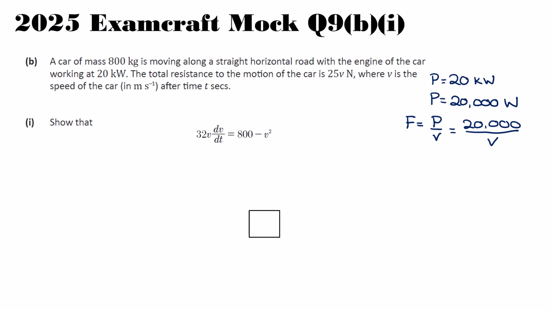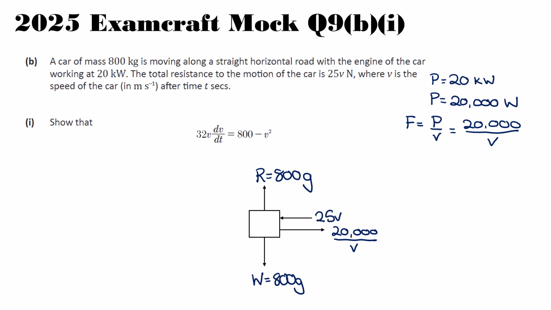So let's draw out our diagram. We will have weight, which is going to be 800 g. We have a reaction, which is going to be equal because it's on horizontal ground. We then have that tractive force that's pulling it forward. So we've already worked that out. It's linked to that power that we've been given. And then finally we have the resistive force, which is 25 V. And then we have A showing the direction of movement.